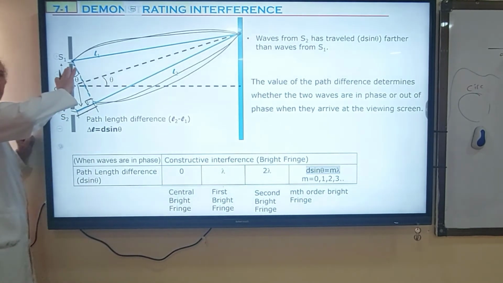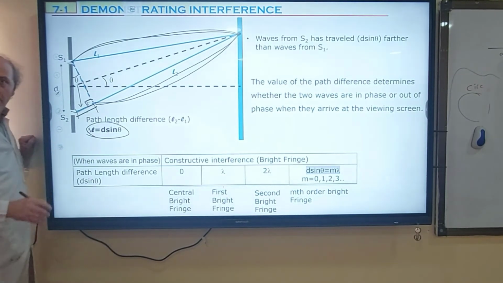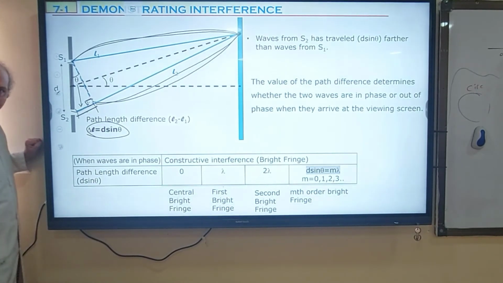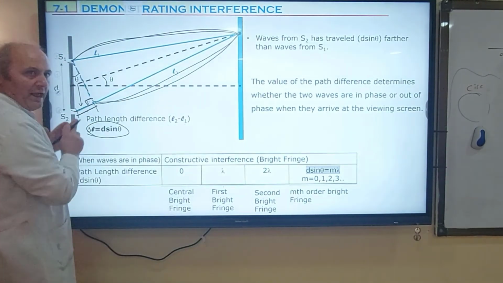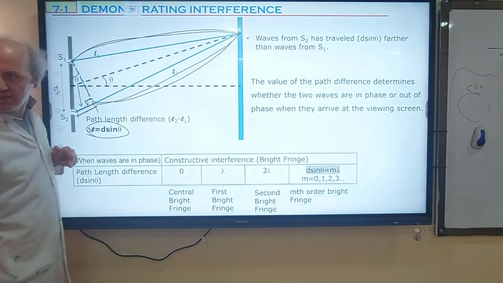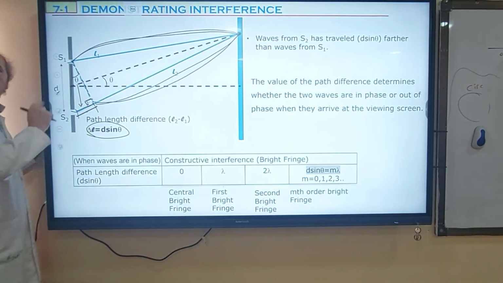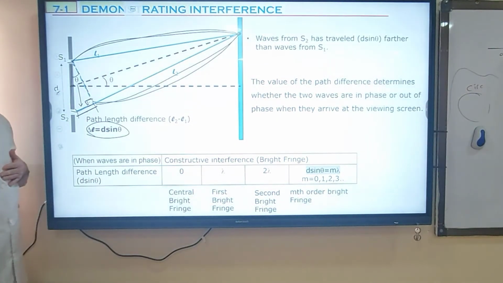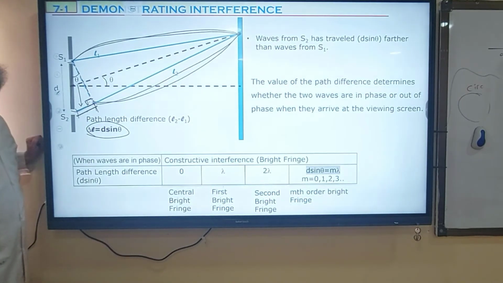Yes. Hypotenuse is d, multiplied by sine theta. d sine theta is going to be the path length difference equation. So I don't need to measure L2 and L1 anymore. I am just going to check how much this angle is and what the separation between the slits is. Then d sine theta will give me the difference in length between L2 and L1. This equation is only for the additional part. Yes, this additional part is the difference in length.